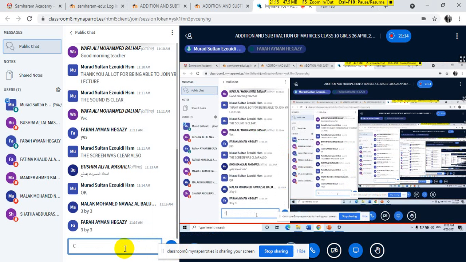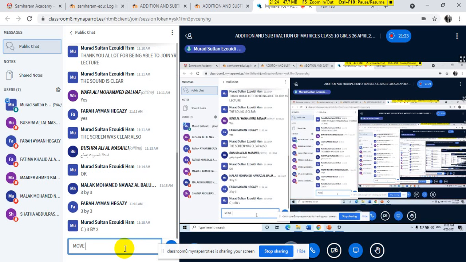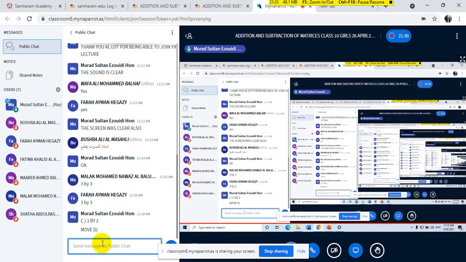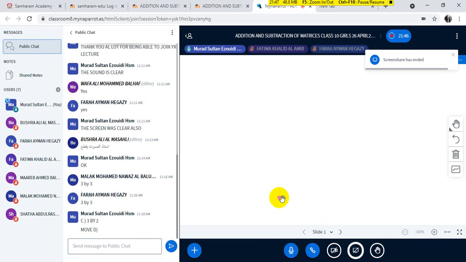Small c, my daughters, we said 3 by 2. Clear? Now we move to small d. Was the screen clear? I can't see it smaller. Teacher, I think the screen is frozen. Okay, my daughter, just one moment, I will check again.